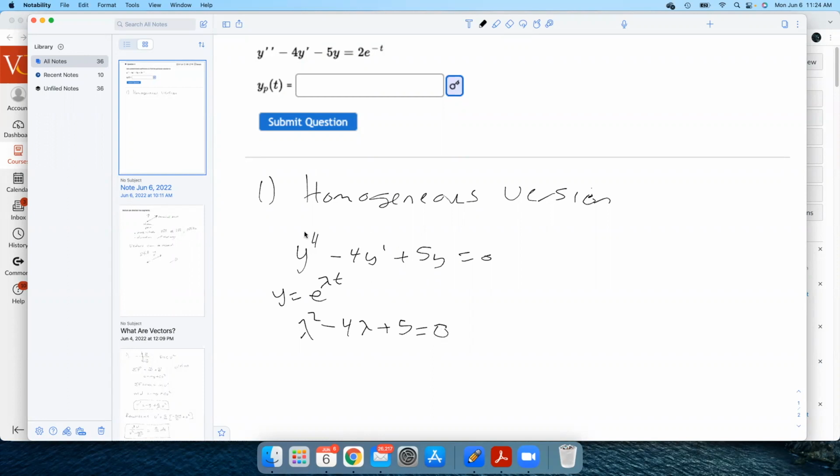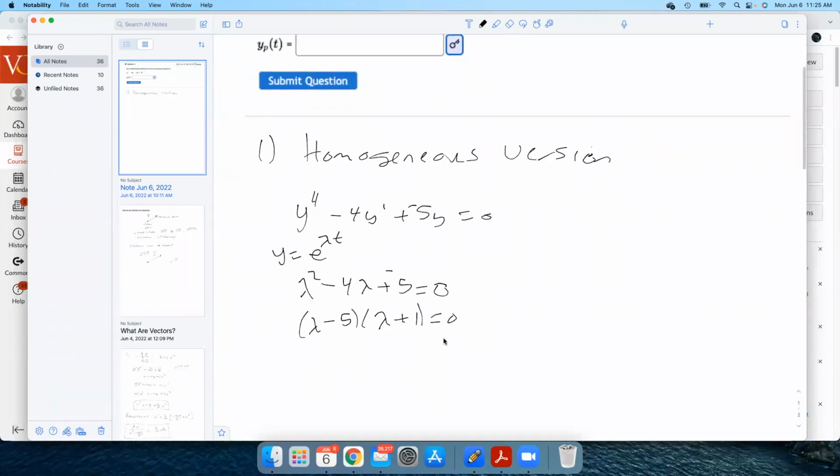You can check all the details. You can find y prime and y double prime, factor out the e to the lambda t. You can check all that. This is what you're going to get. That's a minus right there. Look, minus. That factors. That's lambda minus 5, lambda plus 1 equals 0.